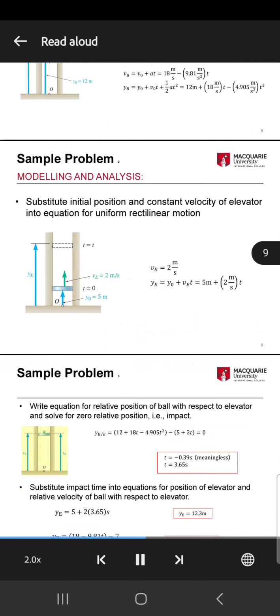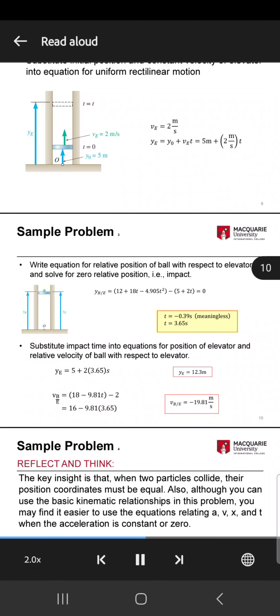When the ball hits the elevator, their positions are equal. T equals minus 0.39 s (meaningless), T equals 3.65 s. Rectangle. T equals minus 0.39 s meaningless, T equals 3.65 s. Substitute impact time into equations for position of elevator and relative velocity of ball with respect to elevator.